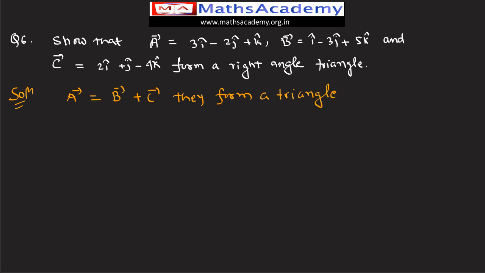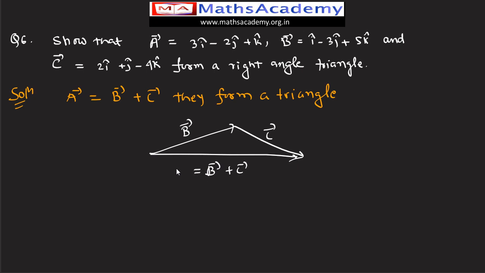So now we draw the diagram. This is our b vector, this is our c vector, and this is my a plus b plus c vector. This b plus c vector is the same as the a vector. Now we are going to calculate the angle between the vectors.